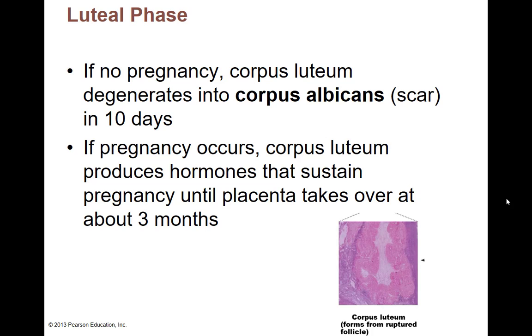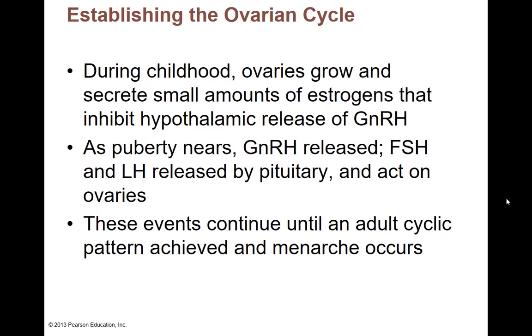Now, if pregnancy did occur, it will continue to make your hormones, generally your progesterone, a little bit of estrogen, until that placenta takes over. Now, establishing the ovarian cycle: we're going to mature these follicles, we're going to release the egg, and we're going to have the corpus luteum. To get all of this going, we need more hormones. We've got estrogen, progesterone, but now we need to bring in more hormones.